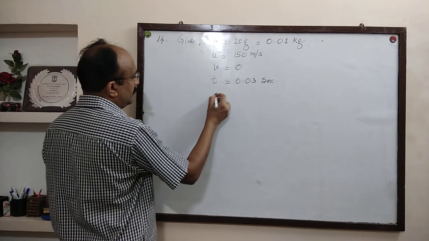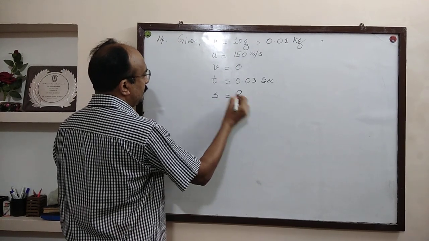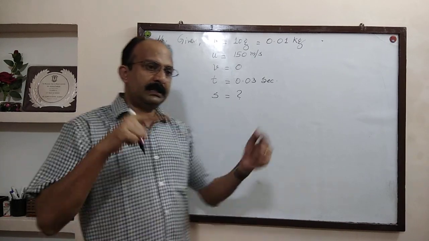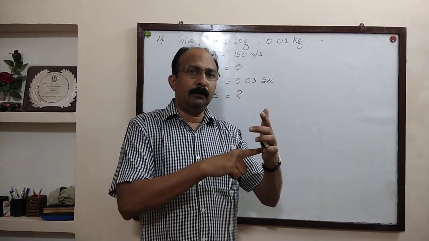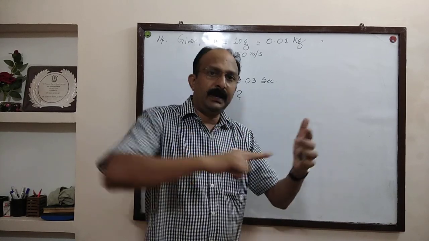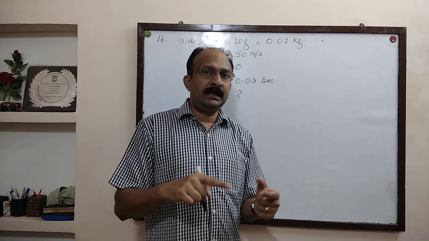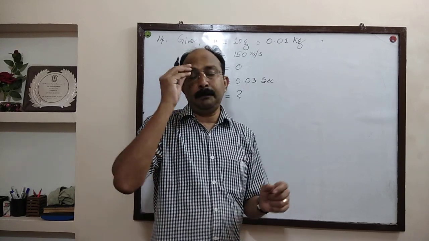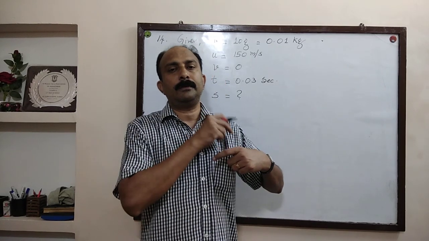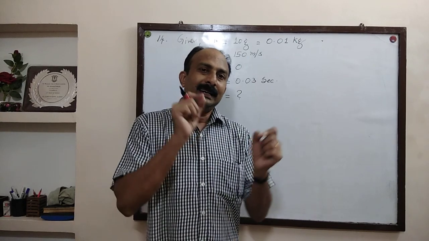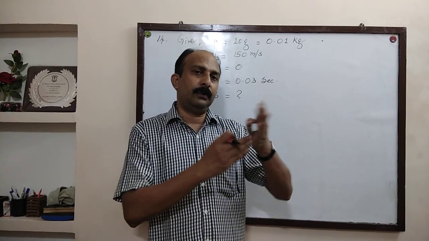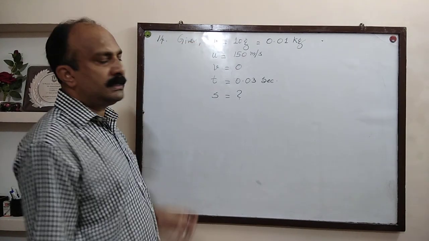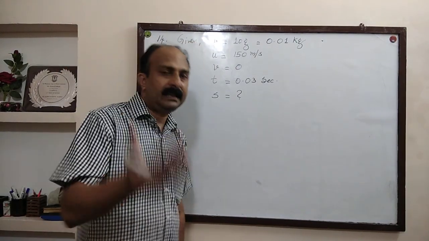Distance of penetration means what? S. Distance of penetration, distance traveled after hitting the block. This is called distance of penetration. How much distance is traveled by this bullet after penetrating through the wooden block? Distance of penetration means distance traveled after hitting the wooden block. S. See, M is needed for the second part of the question.